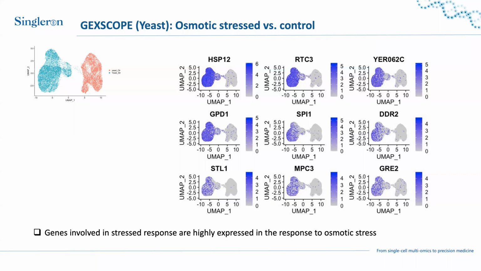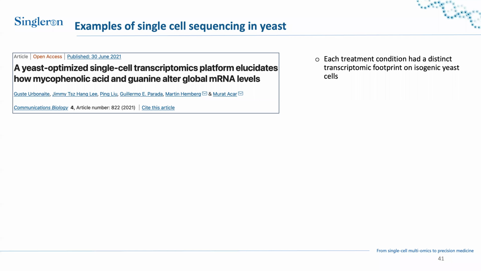And here, I brought some examples of studies where people looked at yeast in single-cell sequencing. For example, in this study, this group measured the transcriptomic impact of different compounds on yeast, and they were able to find out that each compound had a distinct transcriptomic footprint on the isogenic yeast cells.